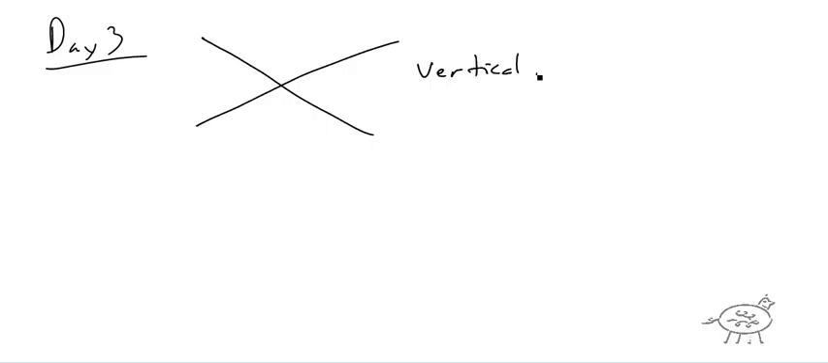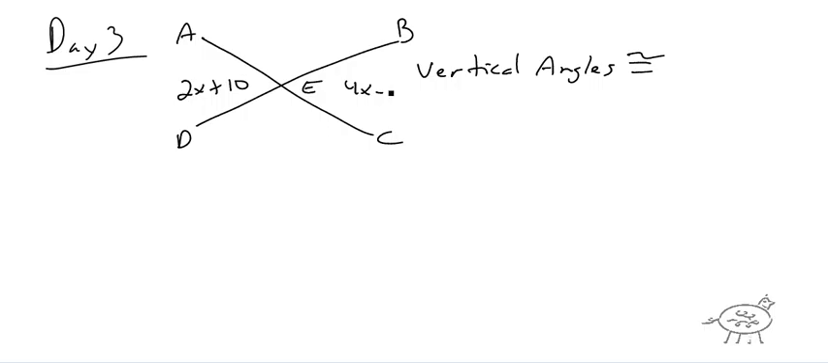Day 3 of chapter 1, and the first thing we're talking about are vertical angles. You guys remember this from geometry? Remember, vertical angles are congruent. So if I have A, B, C, D, E, and I say this is 2x plus 10, and this is 4x minus 20, I'll ask you guys to find the measure of angle AED.